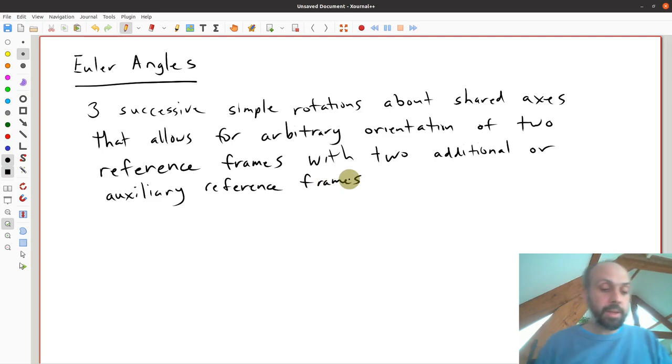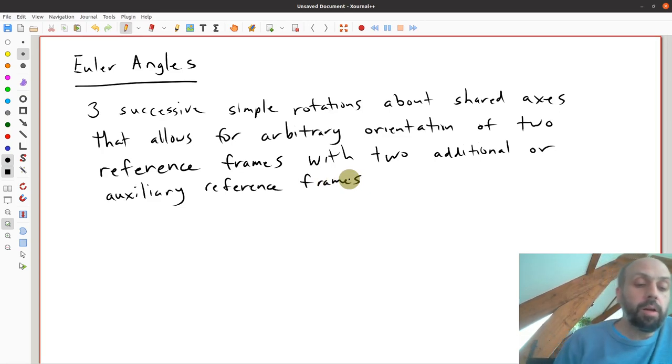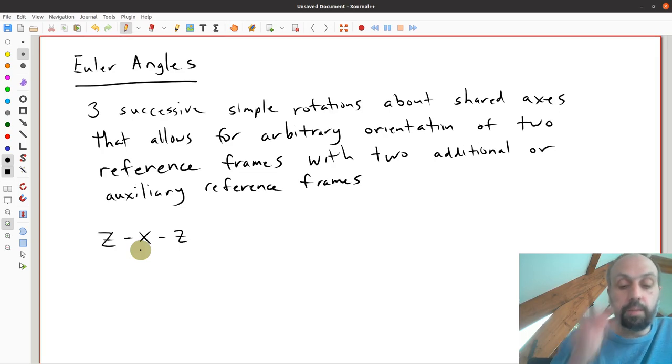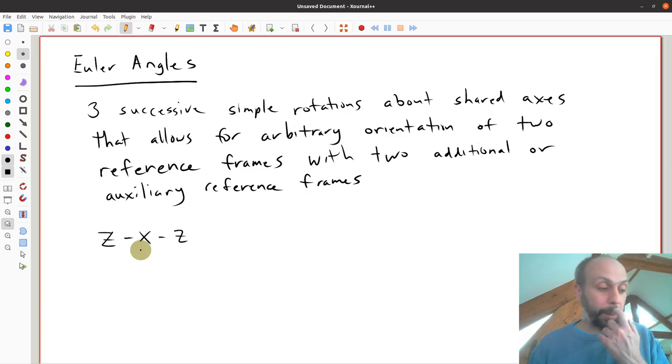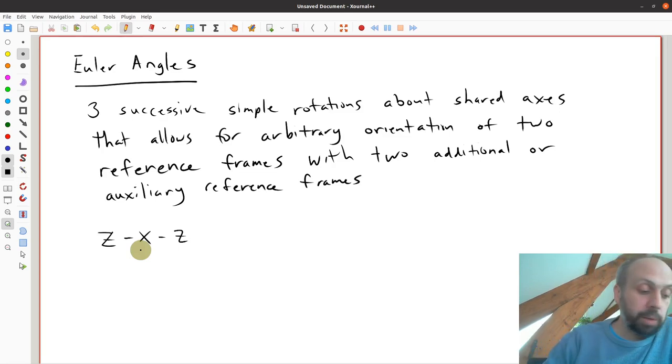Okay, so there are a number of sets of unique Euler angles, and we typically designate them with the shared axes. So I can say that I want a ZXZ Euler angle rotation. That means that I would rotate first by the shared Z axes, second by the shared X axes, and third by the shared Z axes. So this is one of the possible Euler angles. You can see the notes in the Wikipedia article to see what all the other possibilities are.